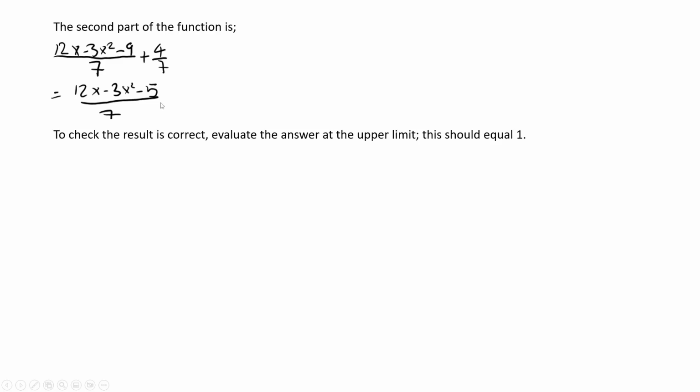And then to check the result is correct, evaluate the answer at the upper limit. It's a useful check because this should always equal 1. So you can see here, if I substitute 2 in, remember the cumulative function starts at the lower limit and goes up to the value that you substitute in. So I substitute in here, I am finding the probability from 0 to 2, and you see that it equals 1. So that's a good indication.